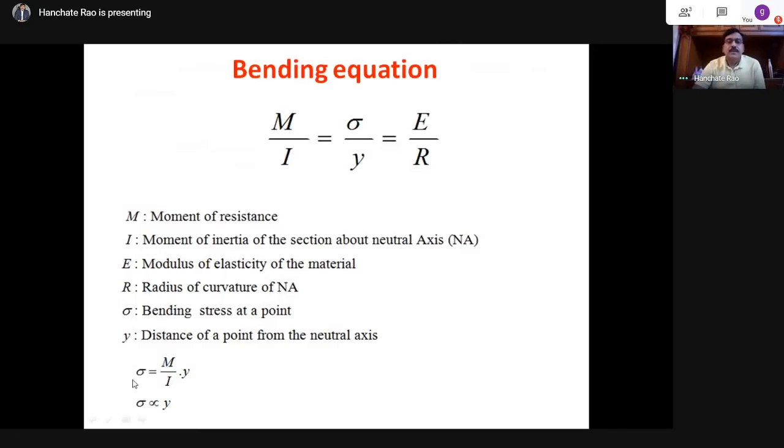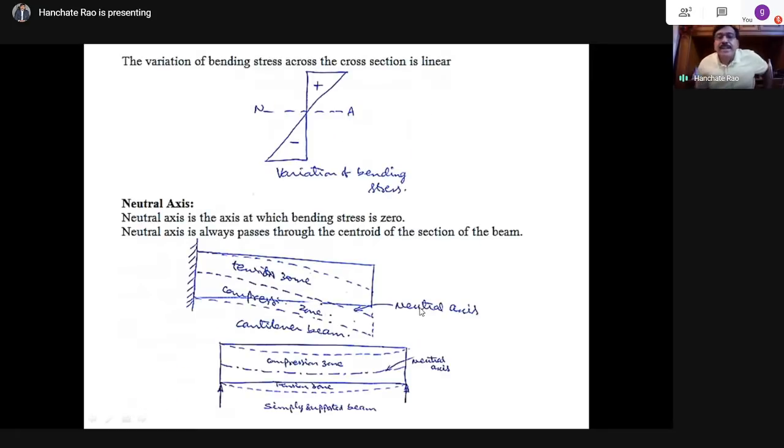circular arc. So naturally from this, sigma is equal to M by I into Y. So stress is directly proportional to its distance from the neutral axis. Bending stress is directly proportional to its distance from the neutral axis, or otherwise the variation of the bending stress across the cross section is linear. You see here, this is the variation of the bending stress. This is the neutral axis, which passes through the centroid of the cross section.